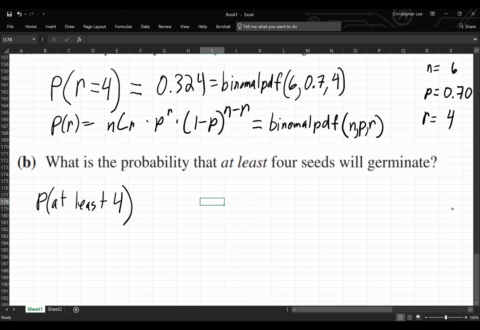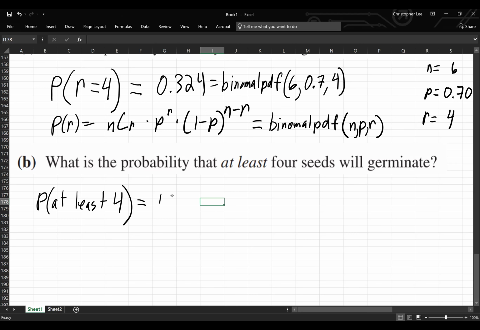At least 4. Like which numbers are at least 4? Your set is 0, 1, 2, 3, 4, 5, 6. Is 3 at least 4? Just list them out for me. Just tell me what they are. I want the ones that are at least 4. 4, 5, 6.